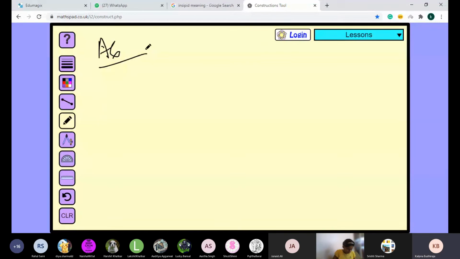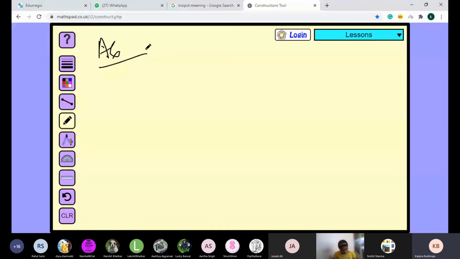Now this is very important. If answer 6 is clear to you, this is the foundation of the rest of the questions. So in answer 6, we have to construct a line segment of length 6.5 centimeter using ruler and compass. We have to do it using ruler and compass.